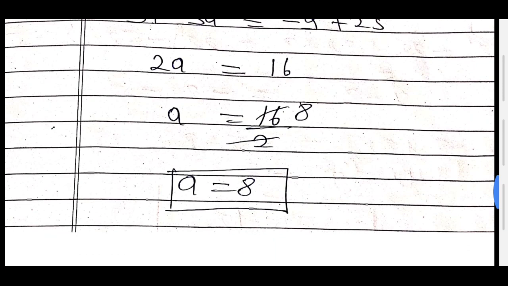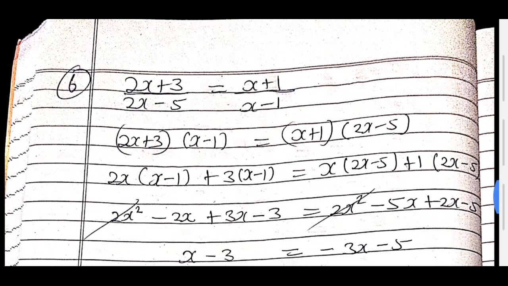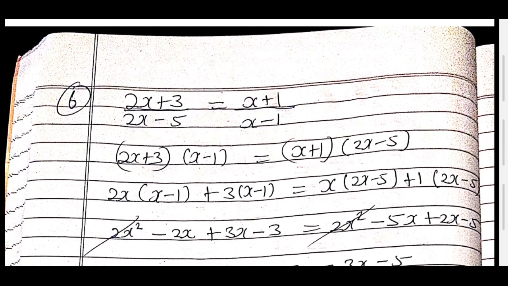Now divide 16 by this 2, because here it is multiply, so it comes as divide. When you cut you get here 8. So what is the value of a? 8 here. Come on to the sixth part. Sixth part is 2x plus 3 upon 2x minus 5 is equal to x plus 1 upon x minus 1.